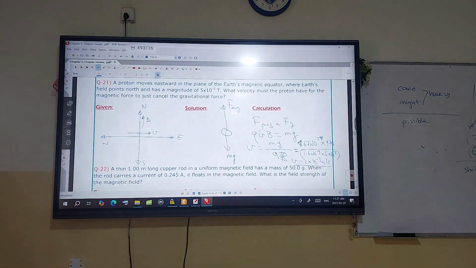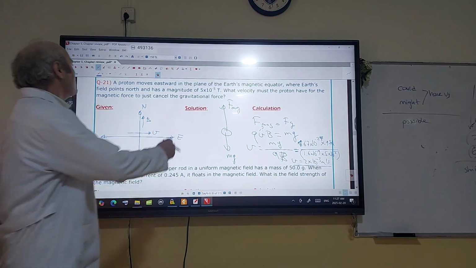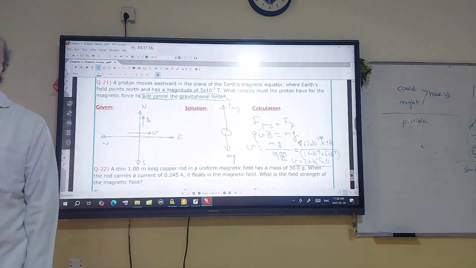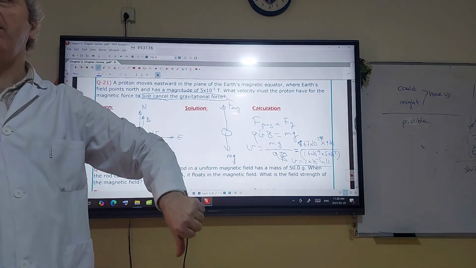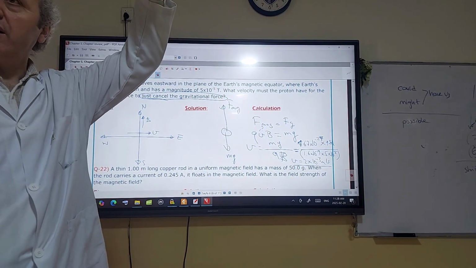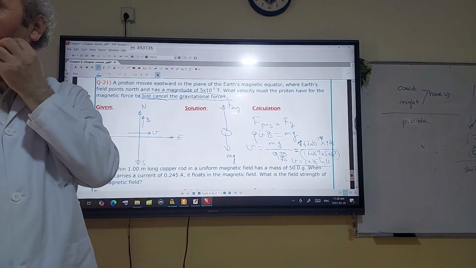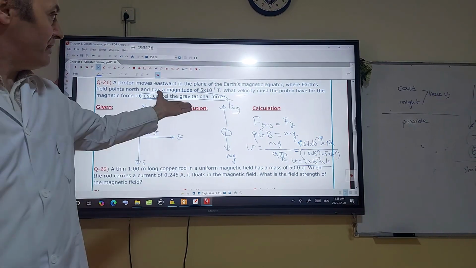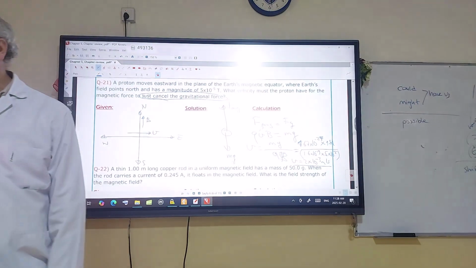So this is how we solve this problem. Some students don't know this. What does it mean to cancel gravitational force? Gravitational force is downward, so magnetic force must be upward to the sky. They must be equal in magnitude to cancel. So when you make the magnitudes equal, then you will find the answer.